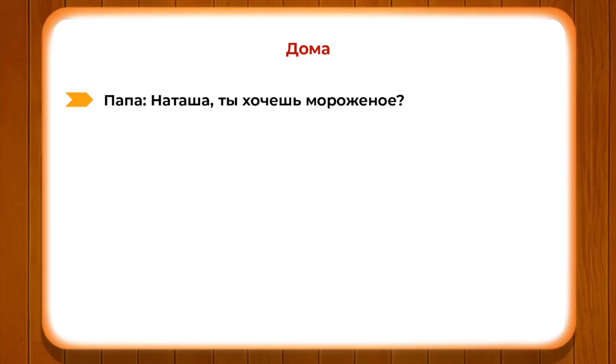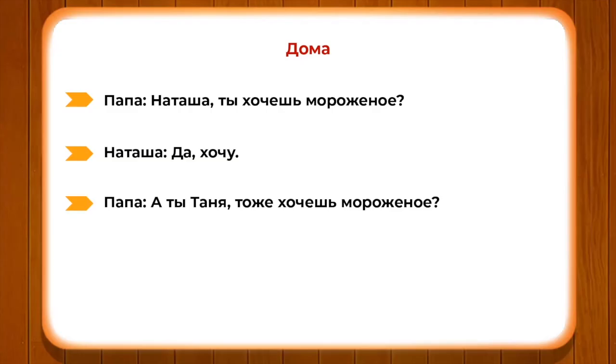Okay, so now we will go ahead and pay attention to the next set of dialogue. The title is Doma, means at home. Papa, Natasha, ты хочешь мороженое? So the father is asking Natasha Ty хочешь мороженое? Do you want? Мороженое means ice cream. Natasha, да хочу. Yes, I would like to. Or yes, I want. I want to have. Papa, ты Tanya, тоже хочешь?